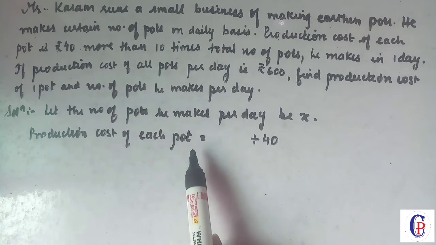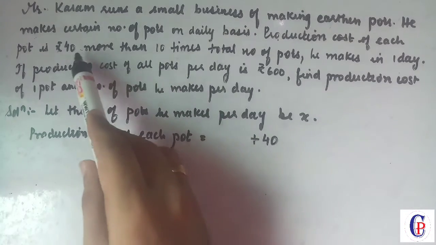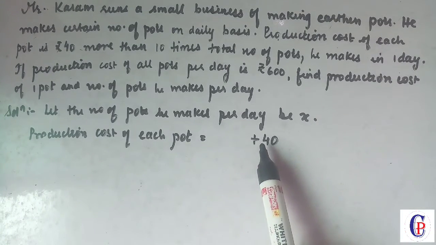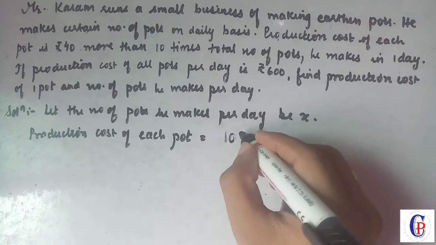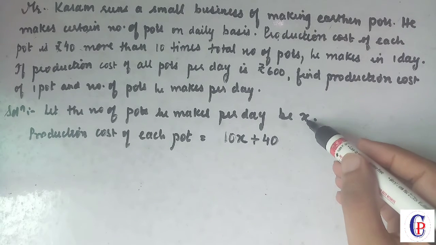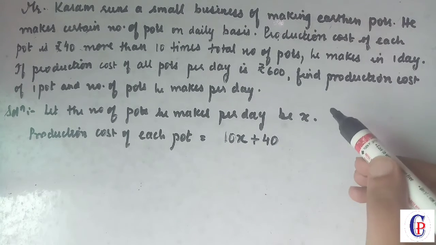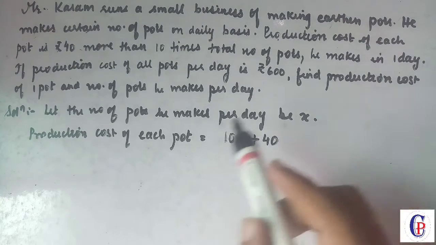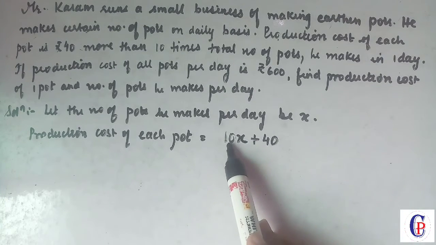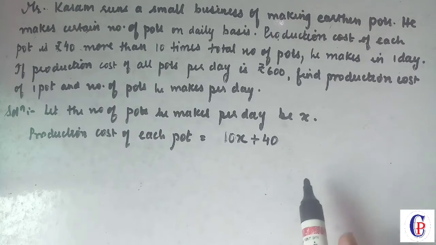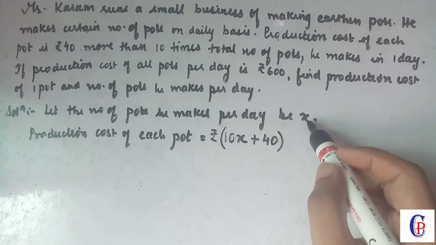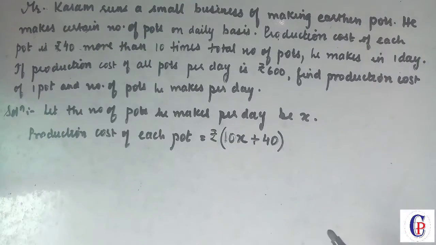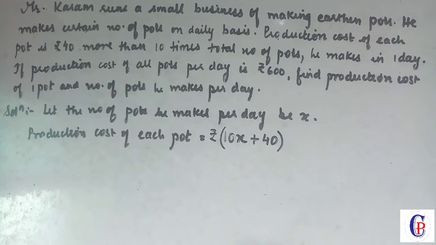So production cost of each pot is rupees 40 more, so plus 40, plus 40 to what? 10 times total number of pots, so 10 times x, because we have already stated here that the total number of pots he makes in one day be x. Okay, so production cost is how much? Rupees 40 more than 10 times number of pots. So this is cost of one pot and this is number of pots, and it is already given here that production cost of all pots in a day, means after one day he collects 600 rupees.